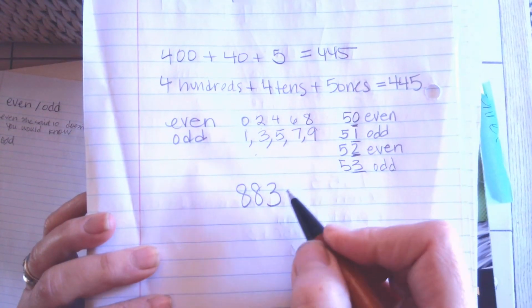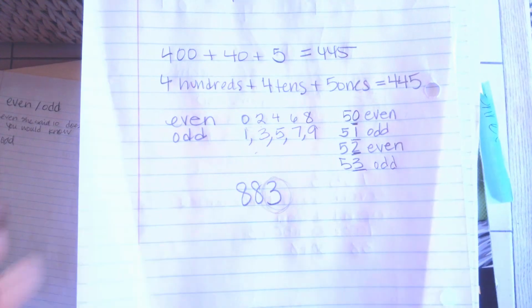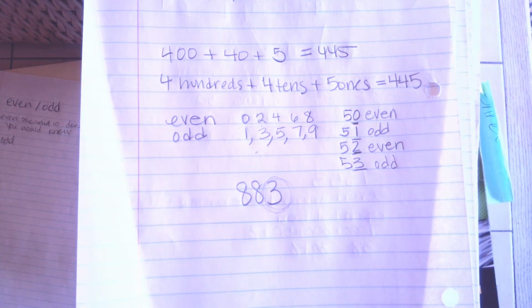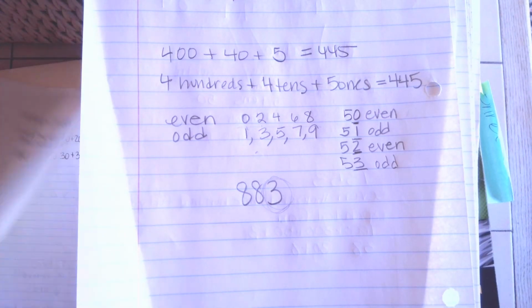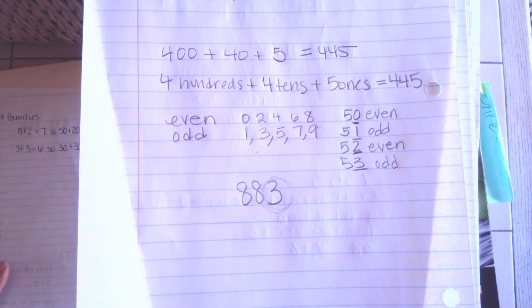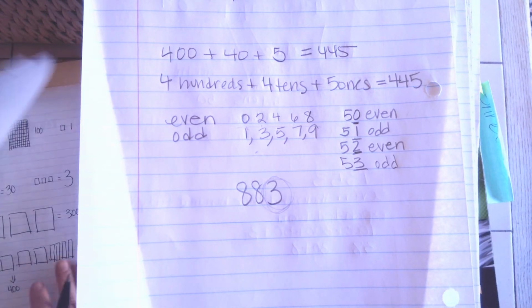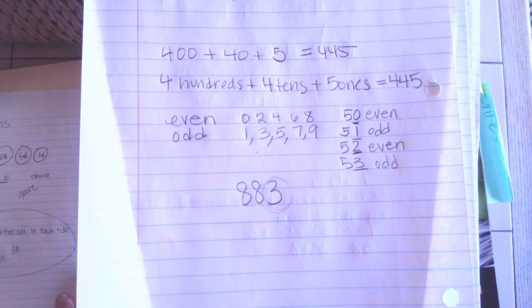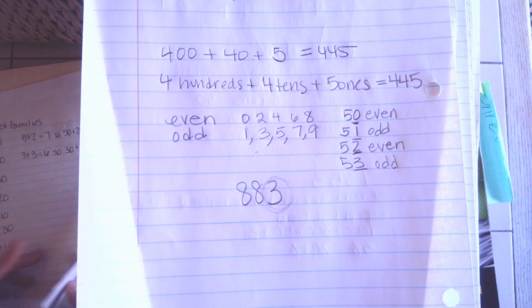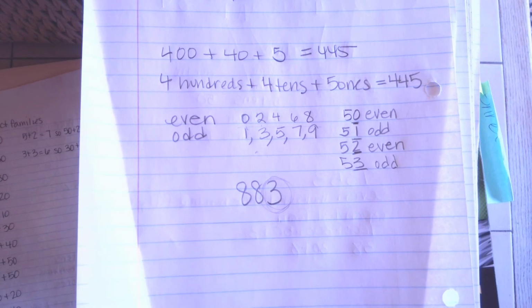So if you had 883, we would look at this last digit. Only the last digit matters for this. And we say 0, 2, 4, 6, 8. Did we say 3? No. So it's not even, it's what? Not even, but what? Odd. Yep, odd is correct. You got it, darling.